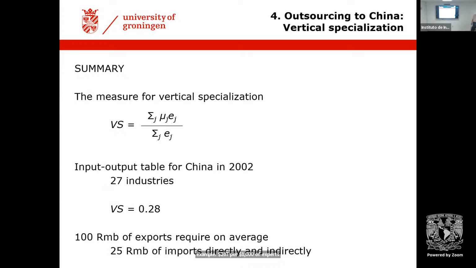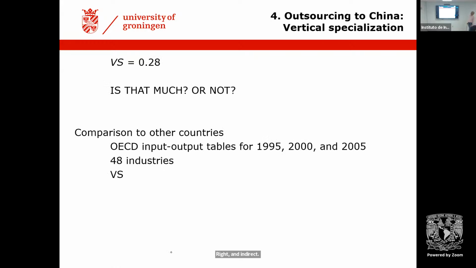So we did a calculation for China. We had an input-output table with 27 industries, and we found 0.28. So that's a typo, every 100 renminbi of exports require on average 28 renminbi of imports, directly and indirectly. Okay, congratulations. But the question is, is that much or not?